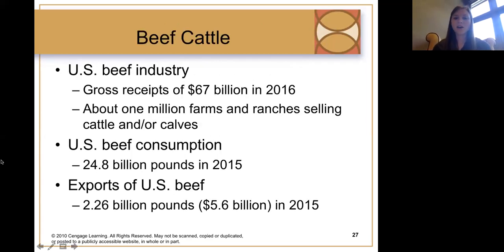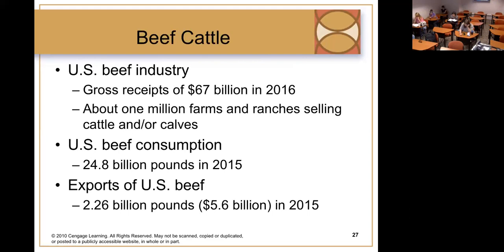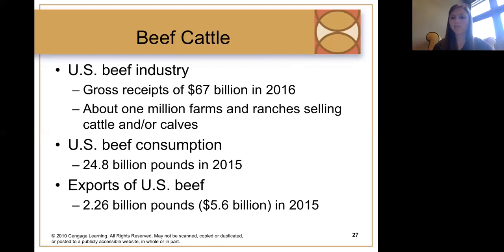So a little bit about beef cattle in the U.S. So the U.S. beef industry produced about $67 billion in 2016. And there were about 1 million farms and ranches that were selling cattle and or calves. And then consumption of beef in the U.S. was 24.8 billion pounds in 2015. So these are a little bit higher than the numbers that are given in the book. I believe those numbers were for 2005 or 2007. So these are just a little bit more updated, so those numbers have increased.